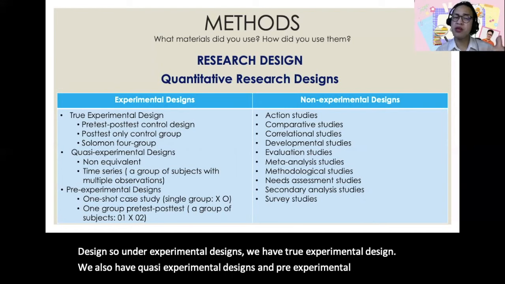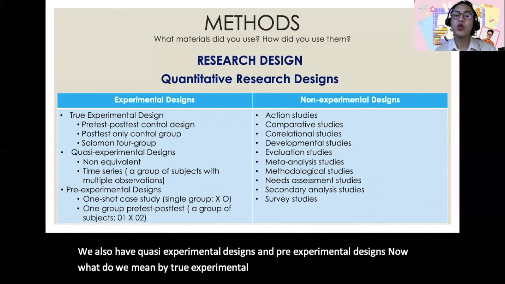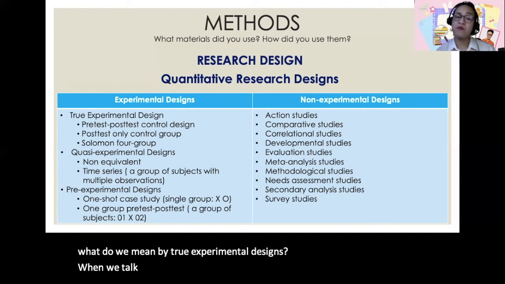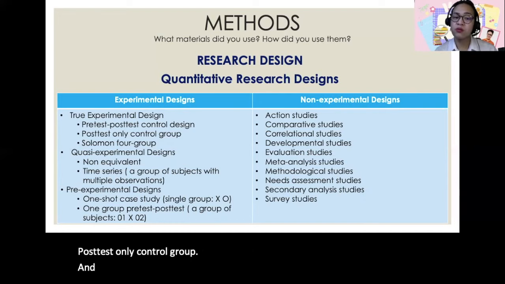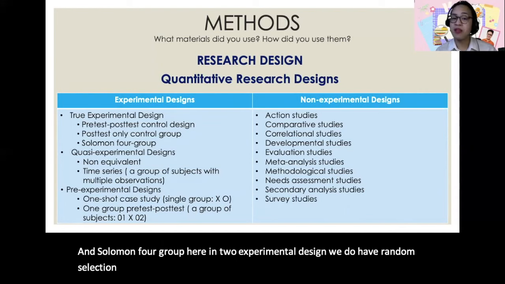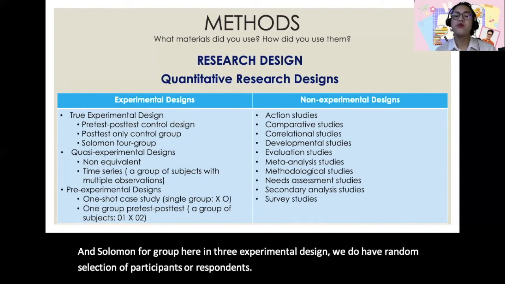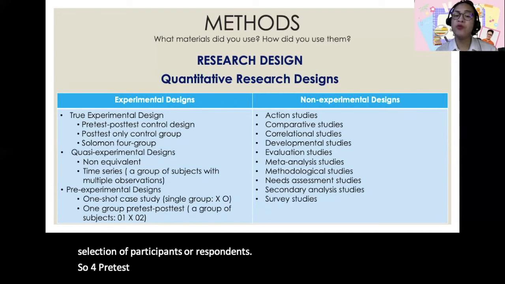Now, what do we mean by true experimental designs? When we talk of true experimental design, we have the following: pre-test, post-test control design, post-test only control group, and Solomon 4 group. Here, in true experimental design, we do have random selection of participants or respondents. So for pre-test, post-test control design, what do we mean by this?